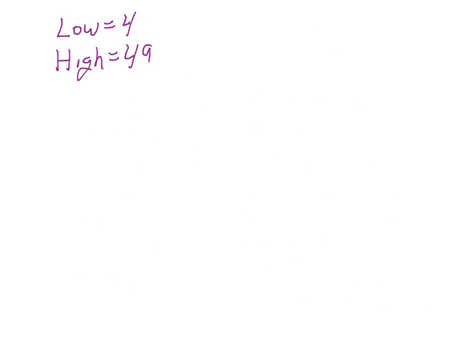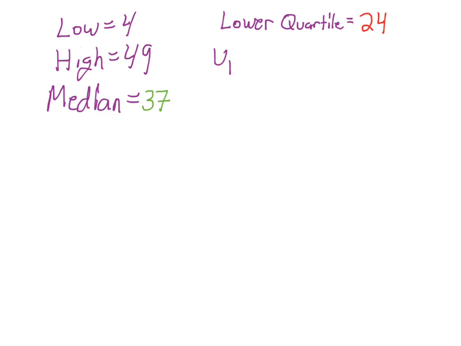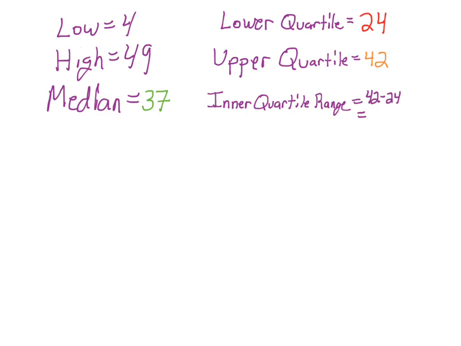Here are our six important values. You already have them written down: 4, 49, 37, 24, and 42. We're going to need those numbers. The interquartile range of 18 is important, but we're not going to use it for our graph.